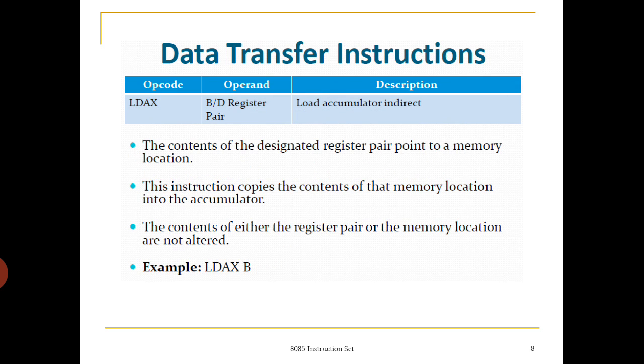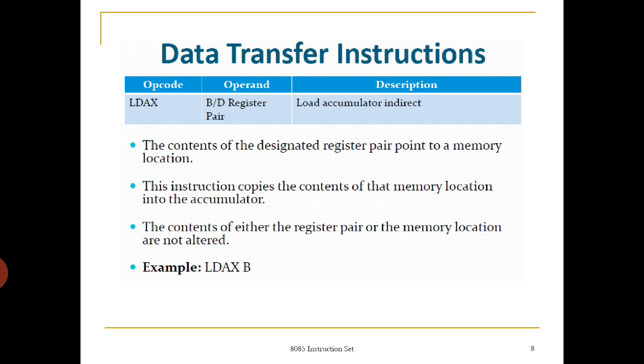Then the next instruction is LDAX, which means load accumulator indirect. Whenever X comes, it always comes with a pair. So you have to remember that whenever X comes, it always comes with a pair. See here, the contents of the destination register pair point to a memory location. This instruction copies the content of the memory location into the accumulator.